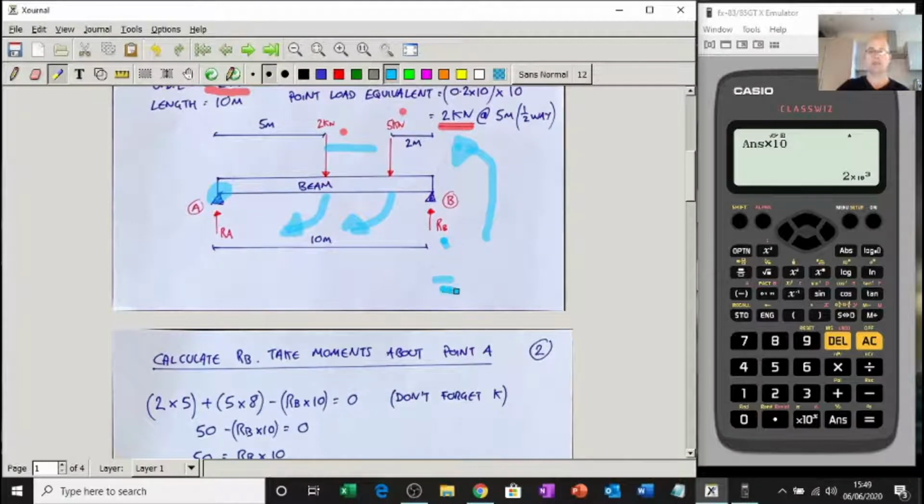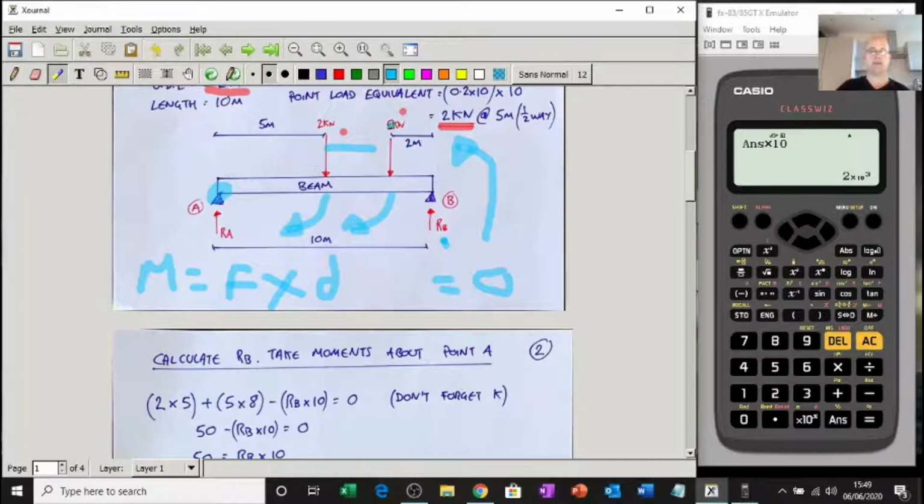And all that's got to equal 0, because it's the sum of the moments. So here we go, look. 2 times 5. A moment is a force times distance. There's my force, 2 kilonewtons. There's my distance, it's 5 meters to there. It's going clockwise, that's why we've got a plus there.